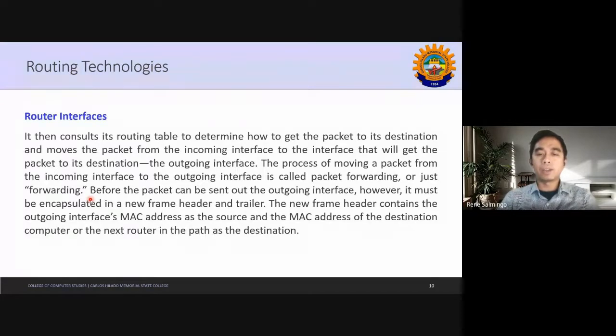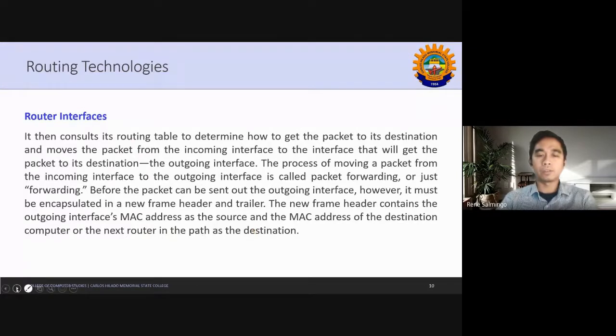Before the packet can be sent to the outgoing interface, however, it must be encapsulated in a new frame header and trailer. So what are this frame header and trailer? These are synonymous to your letter, where you have your receiver address and your sender address. The new frame header contains the outgoing interface's physical address as the source and the MAC address as the destination. That's why I told you, you have sender and receiver.